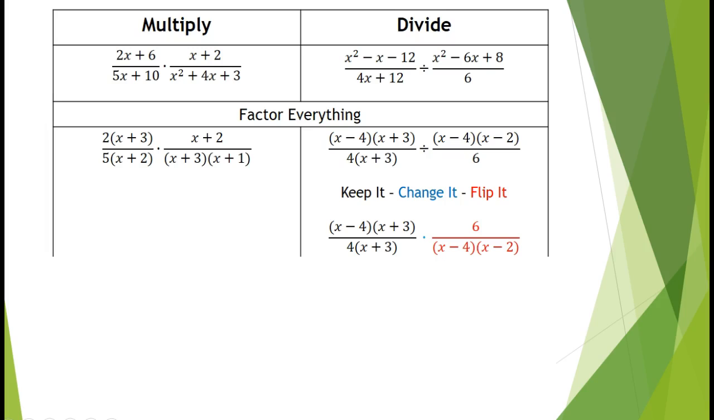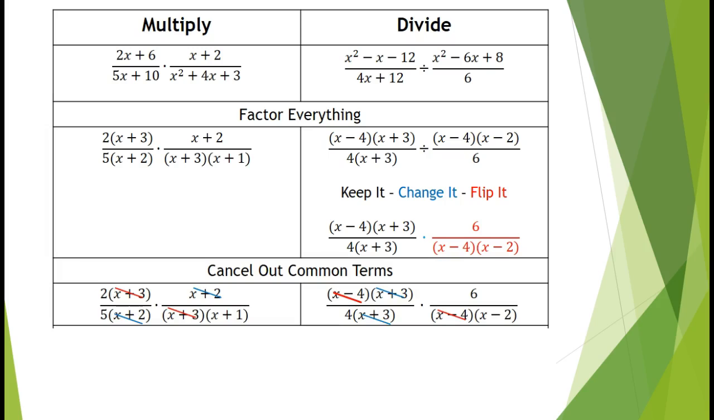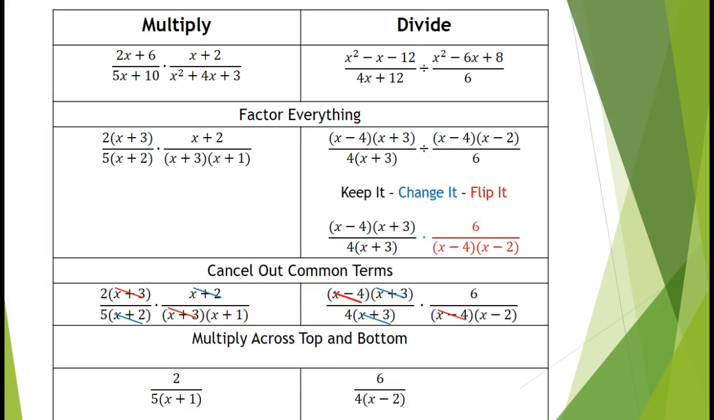All right. At this point, we have two multiplication problems, so we can treat them the same. We're going to cancel out common terms and then multiply across the top and bottom.